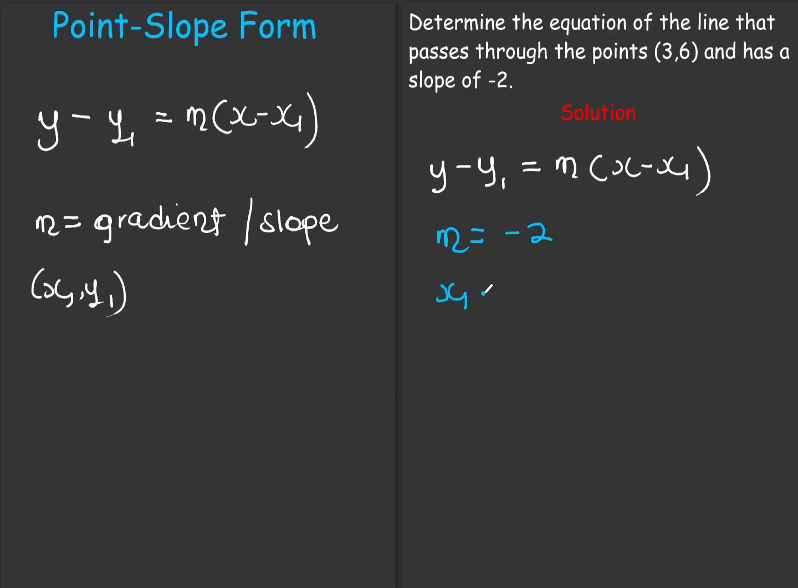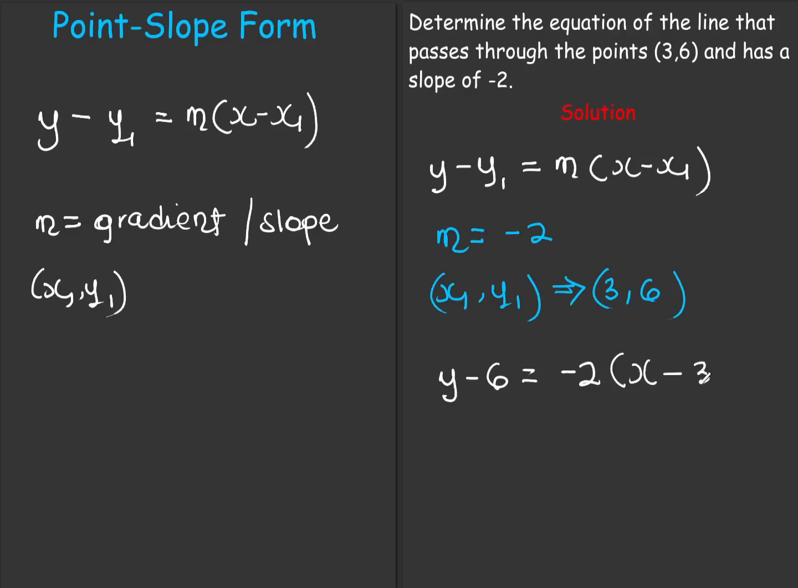So for x1, y1, we are going to use 3 and 6. That is from the point you were given here. With that, you have all that you need. Let's do our necessary substitution. This y here is not changed. Your y1 corresponds to 6, and x1 corresponds to 3. So y minus 6 is equal to m, which is -2, that is from your gradient, into bracket x minus x1.